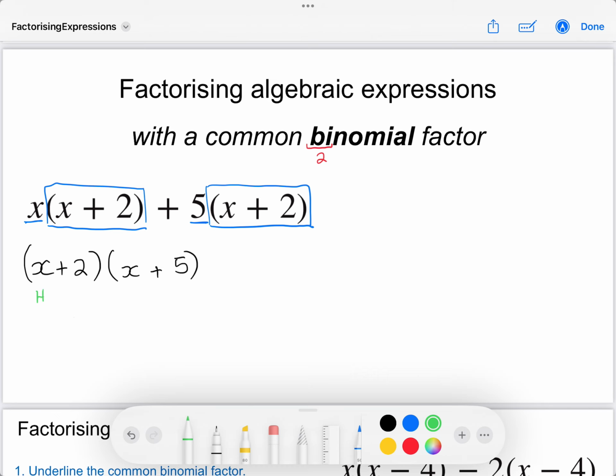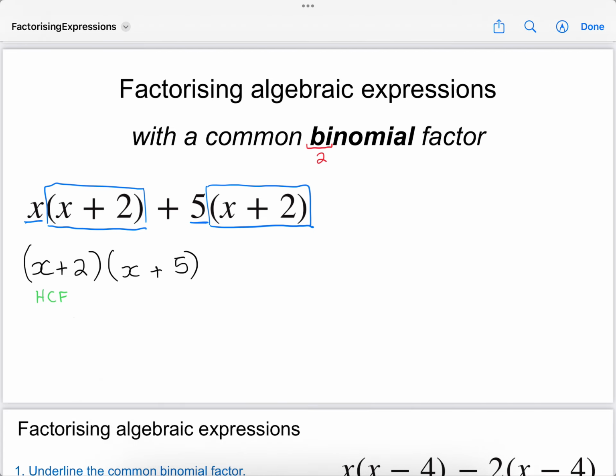So recall, we take our highest common factor out the front, and then we put in brackets after that what we'd be multiplying the highest common factor by to get to the original expression. Let's have a look at another example with steps.